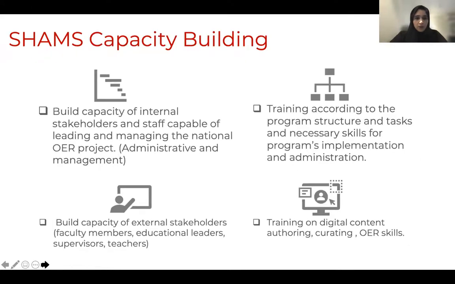So to add more details regarding this, on the capacity building, SHMS ensured building capacity of internal stakeholders and staff capable of leading and managing the national OER project, including the administrative and management staff, and raising the human capabilities through training according to the program structure and task of necessary skills and the program implementation and administration. SHMS also built the capacity of external stakeholders through raising the skills, upskilling faculty members, educational leaders, supervisors, and teachers. Also, the SHMS platform provided training and digital content, authoring, curating, and leveraging OER skills.